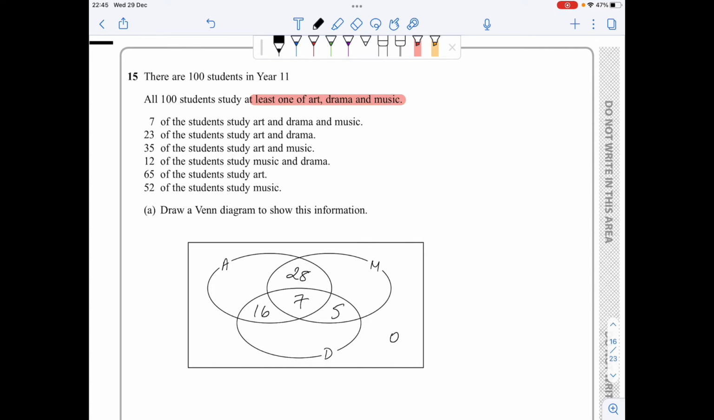And then 65 students study art. So the whole set of art is 65. So 65 minus 28, 7 and 16 will give me 14. And similarly, 52 study music. So this whole circle is 52 minus the 3 numbers will give me 12 students studying only music. And then since the total must be 100, if I subtract 100 minus all these numbers, I will get 18, which is the number of students studying drama only.